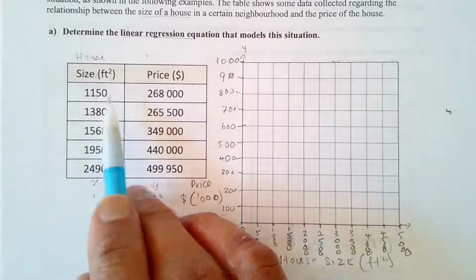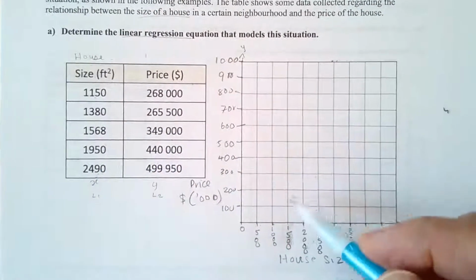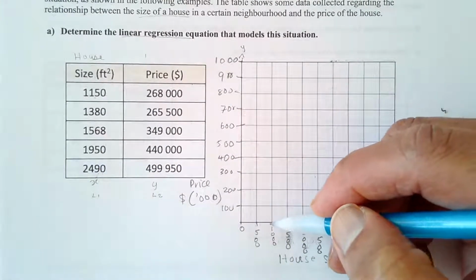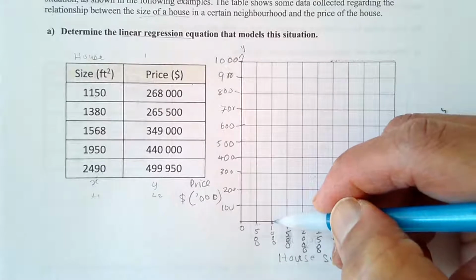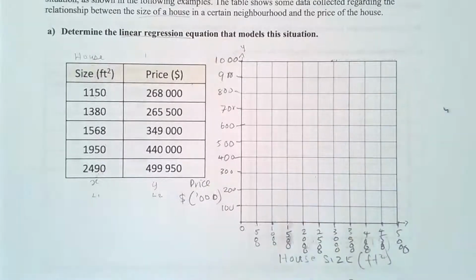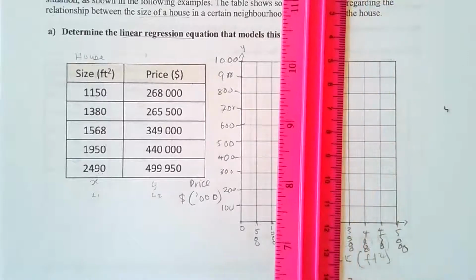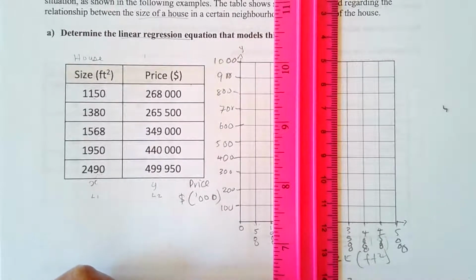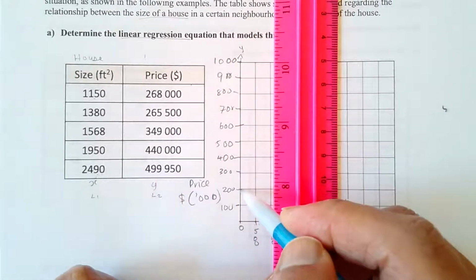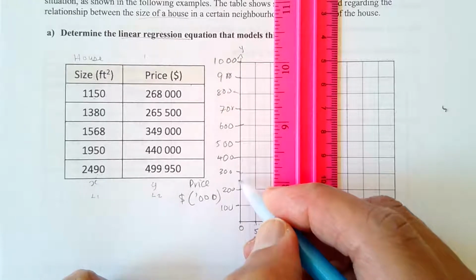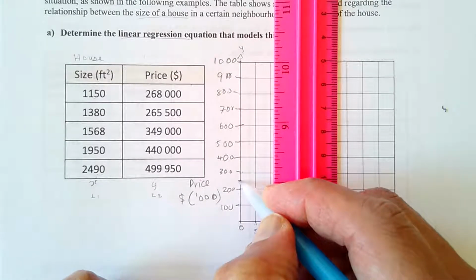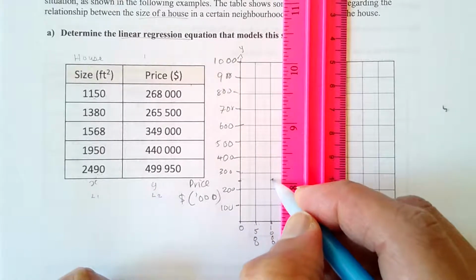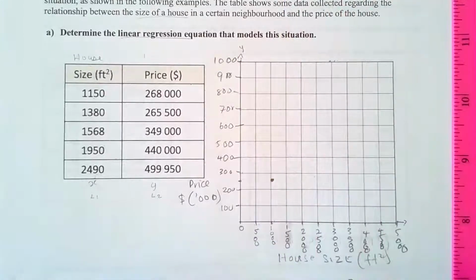Next, I'll plot these points on the graph. So at the 1150 is 268,000. So 1150, 1,100, it's around approximately here. So I'll use my ruler to get a better estimate. And this goes up to 268,000. Now this is 200,000, 300,000, approximately 250,000 here. So slightly above it, so it will be about here. So that's my first point.